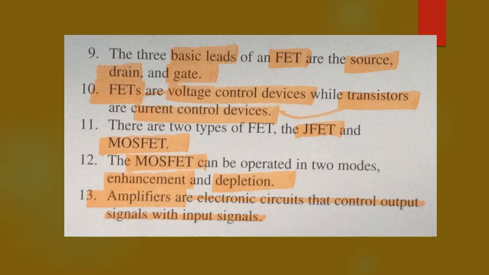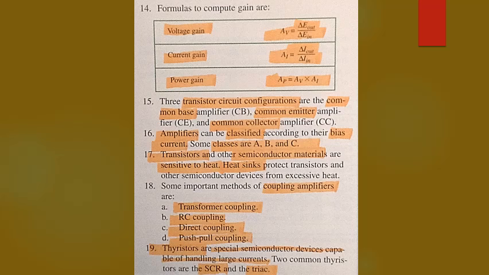13. Amplifiers are electronic circuits that control output signals with input signals. 14. Formulas to compute gain are the following, shown at the top of your screen. 15. Three transistor circuit configurations are common base amplifier, or CB, common emitter amplifier, or CE, and common collector amplifier, or CC.